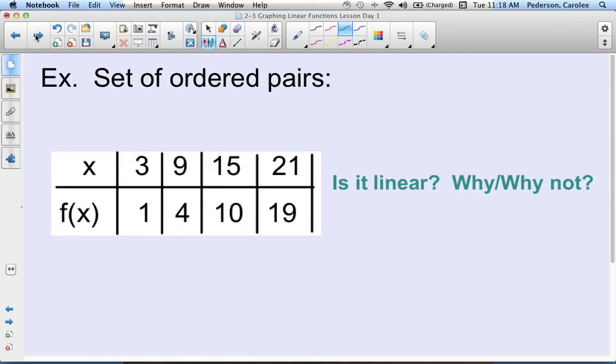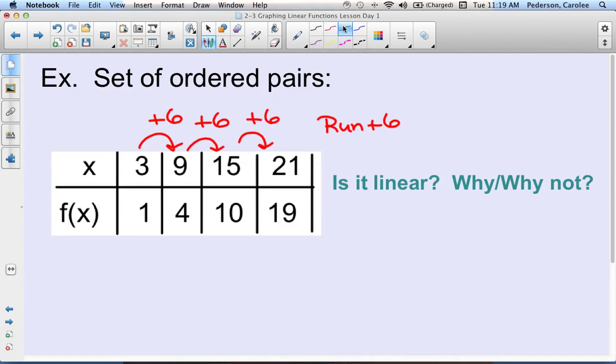Here is a second example. Let's see if it would create a linear function. From 3 to 9, we get 6. From 9 to 15, we get 6. From 15 to 21, we get 6. So far, this run has a positive 6 change.